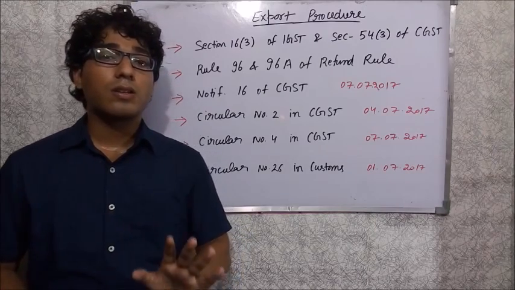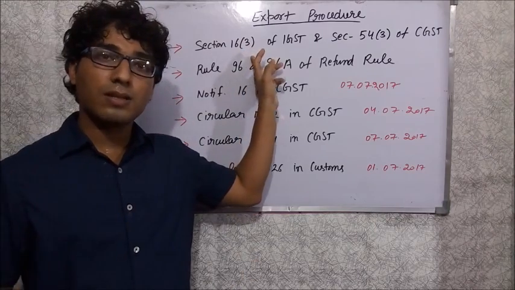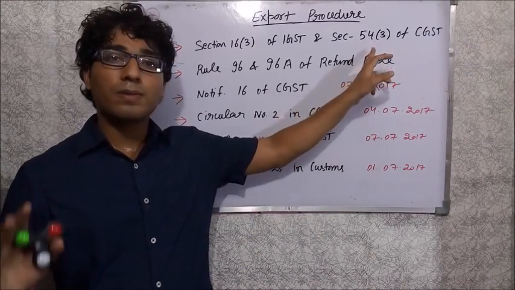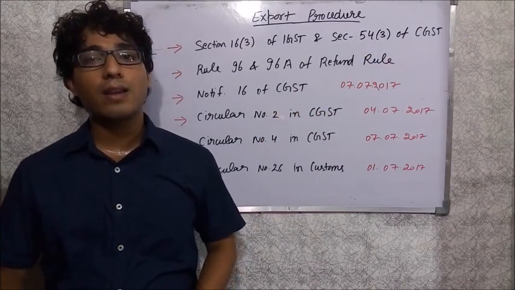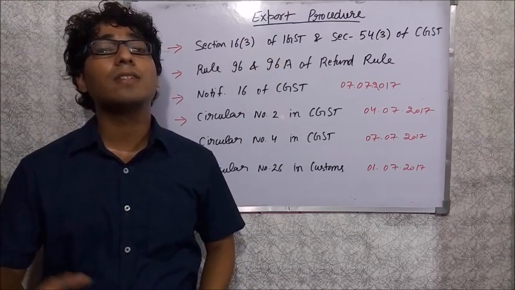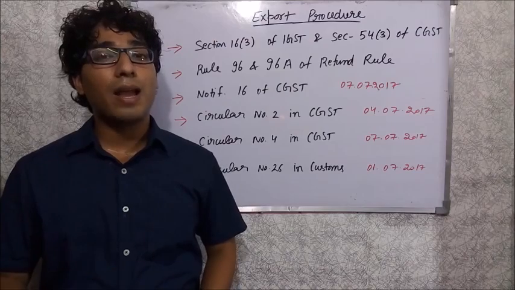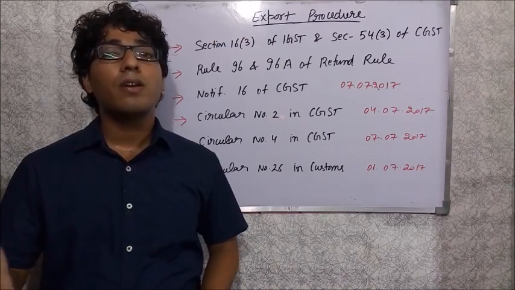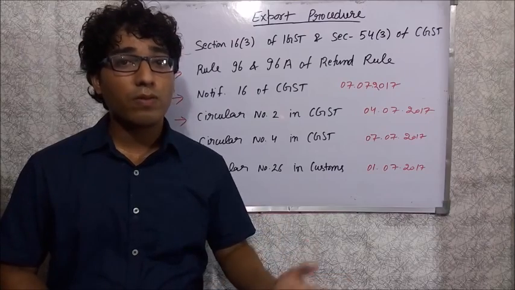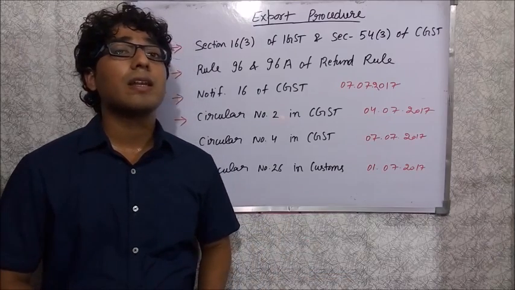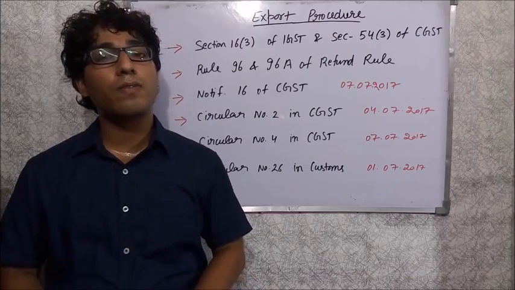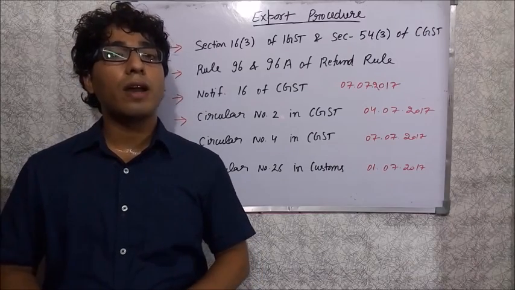So the first clip will be about section 16 subsection 3 of the IGST Act and section 54 subsection 3 of the CGST Act. Section 16 subsection 3 of the IGST Act relates to zero rated supply and what exactly are the options which the exporter has, whether they can export without payment of IGST or whether they have to pay the IGST and then claim the refund. We will see it under section 16 of the IGST Act.